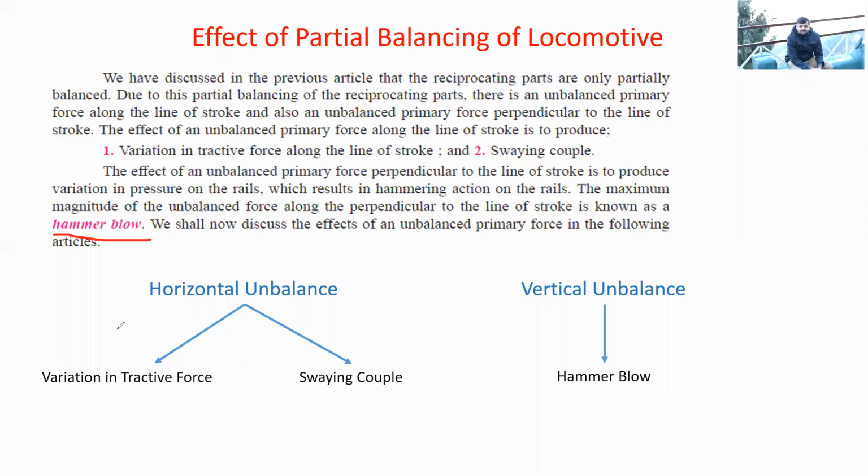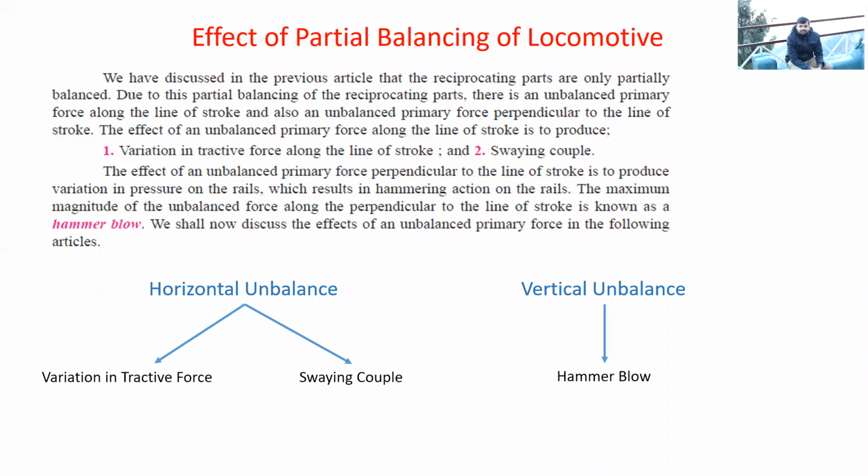Now, as I told you, due to the horizontal unbalanced force, there is variation in tractive force and a swaying couple, and because of the vertical unbalanced force, there is hammer blow. Okay, so these three things we'll be studying today in this lecture.